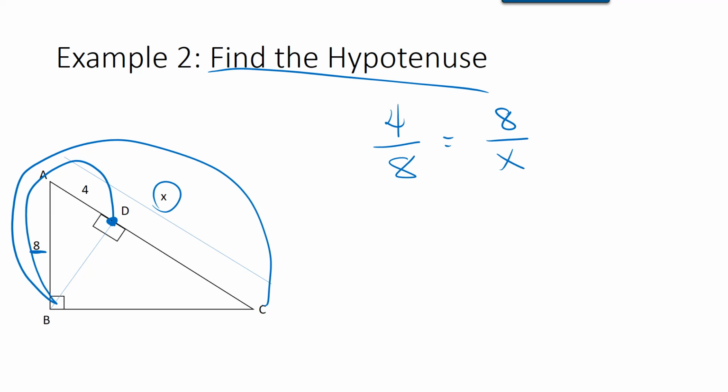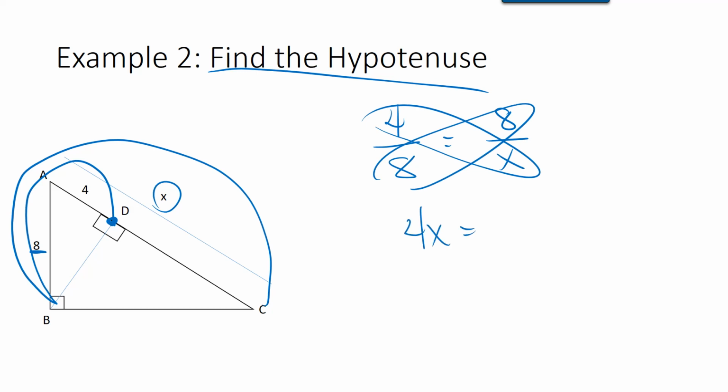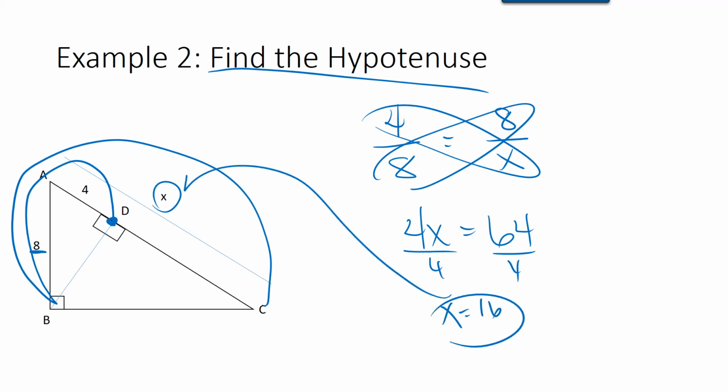Notice I don't have two X's here, so I'm not going to use a square root. There's no way I'm going to get a square root of anything. I just cross multiply and I solve. Well, 4 times X is 4X and 8 times 8 is 64. I'm going to divide both sides by 4. 64 divided by 4 is 16. That tells me my hypotenuse here is 16. Okay? We bounce to the right angle, we bounce back from it.